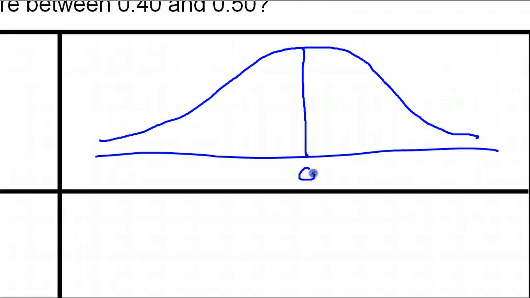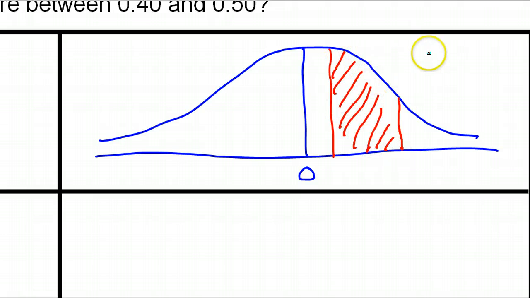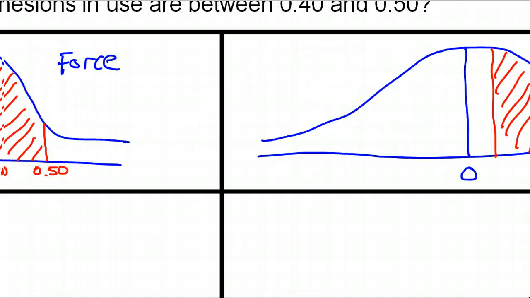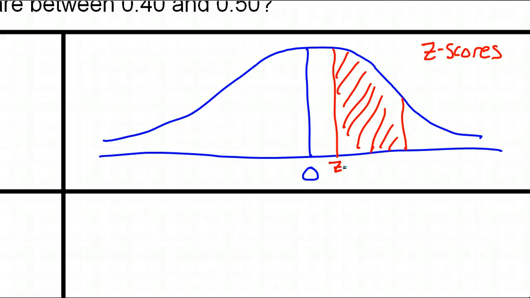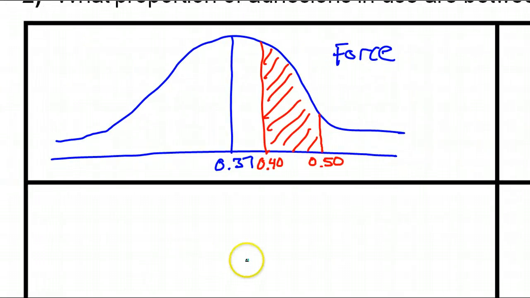Okay, let's set up the same picture in z-score form. The middle z-score is always 0. And I'm looking for two values over here that I don't know what they are yet. We'll be doing the area in between. This is a z-score picture. So we're looking for these values. I will call them z1 and z2, my friends. Okay, time to find them.